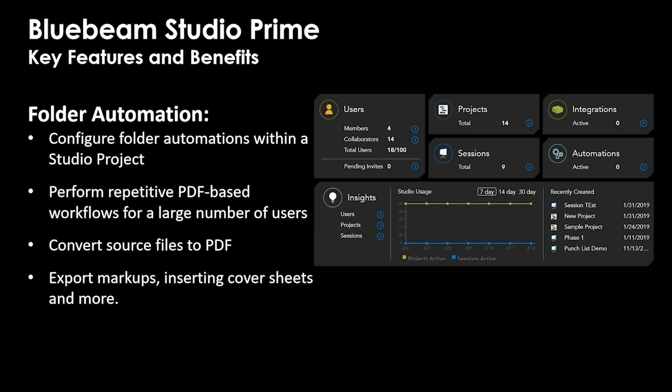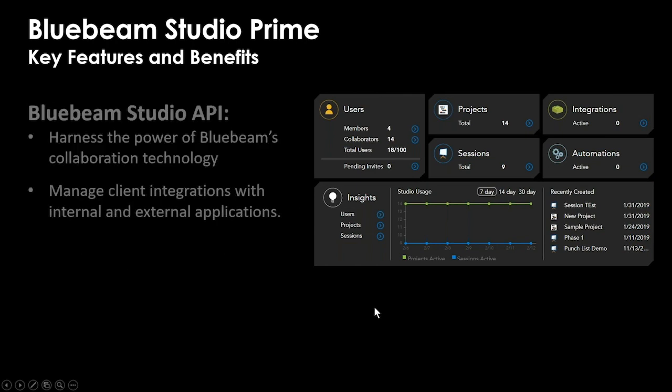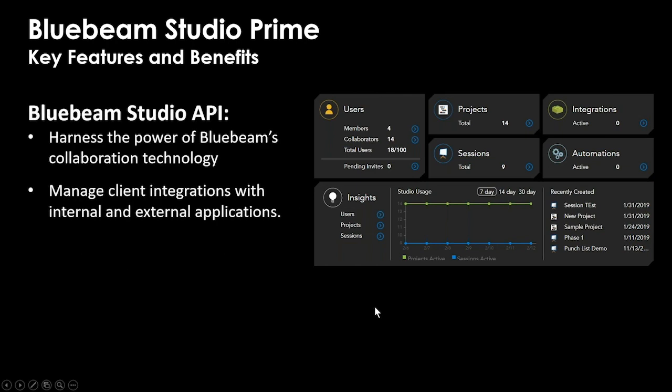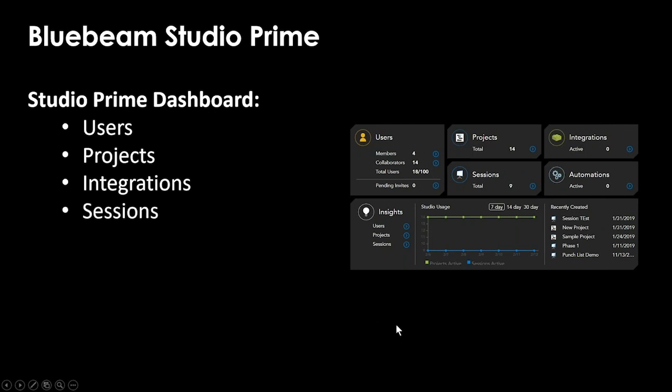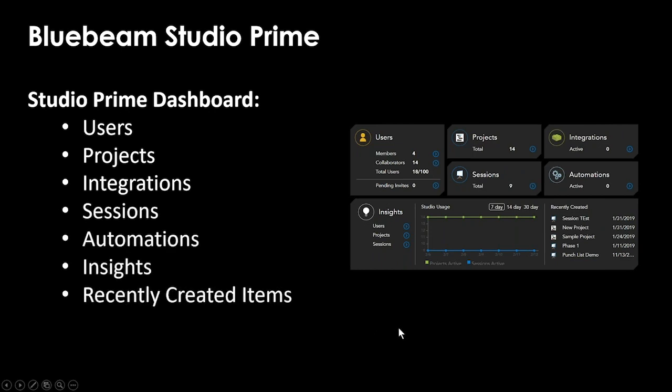And you can, again, also export markups. You can insert cover sheets. There's a lot of automation that you can implement. The Studio API, either you do programming or you can get external applications that can help manage your projects. Okay, so the dashboard itself: users, projects, integrations, sessions and automations, insights, recently created projects.